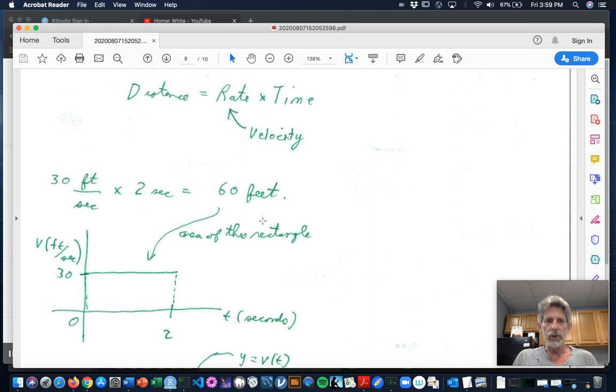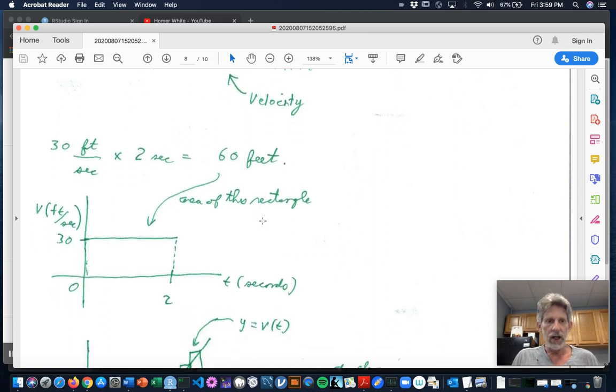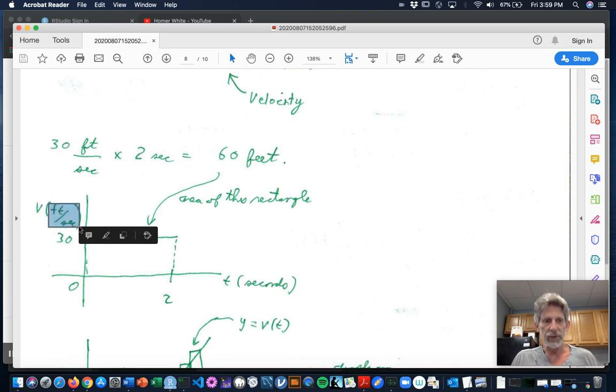Now, you could think of that 60 feet as the area of this rectangle here that I have drawn on a plane where I've got a t-axis, where t is time measured in seconds, and I've got a velocity axis where velocity is measured in feet per second, and I'm going from time 0 to time 2 and keeping a constant velocity over that time.